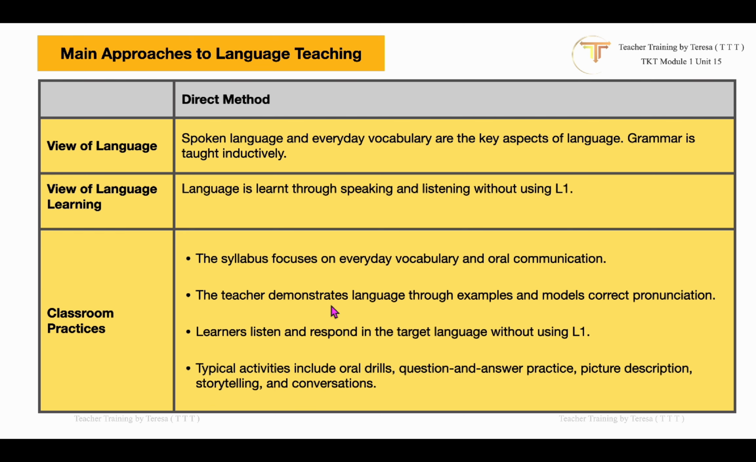The teacher demonstrates language through examples and models correct pronunciation. Learners listen and respond in the target language without using L1. Typical activities include oral drills, question and answer practice, picture description, storytelling, and conversations.